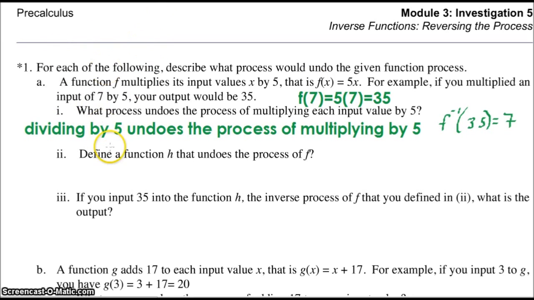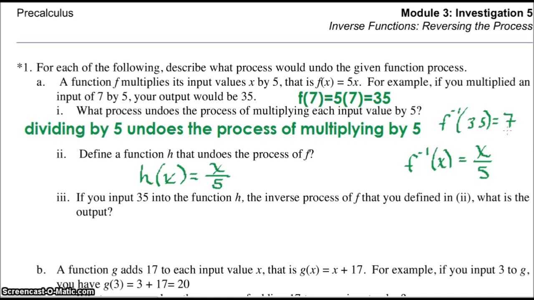So my function h is going to undo the process of f. So what it's going to have to do is, instead of multiplying by 5, it's going to divide by 5. And that's actually what we would call f inverse, and we could label it with this notation. f to the negative 1, just f inverse of x equals x over 5. Notice if we took 35 into this function, we'd have 35 over 5, which would give us 7.